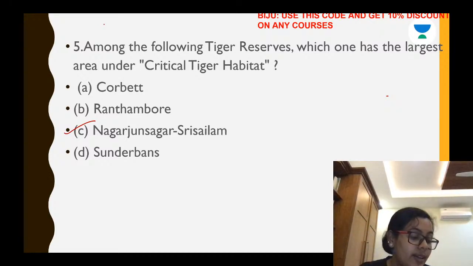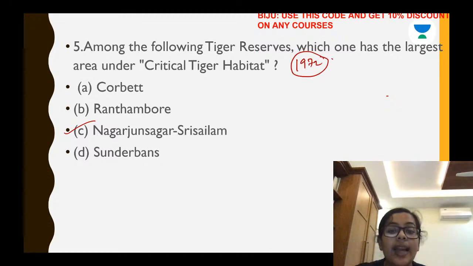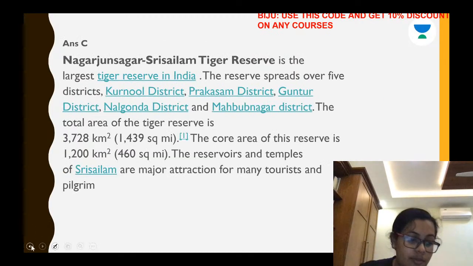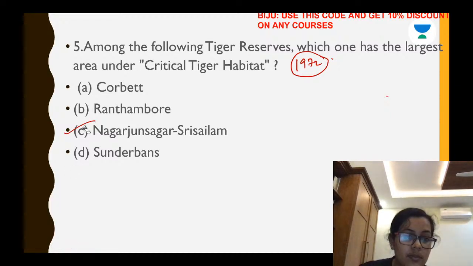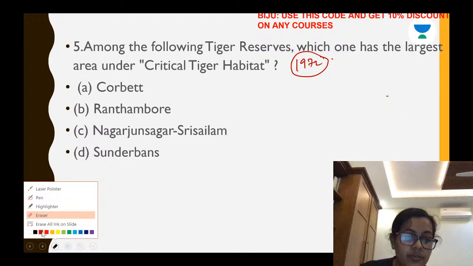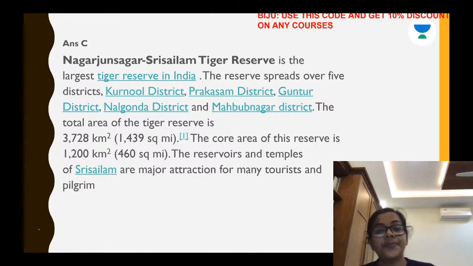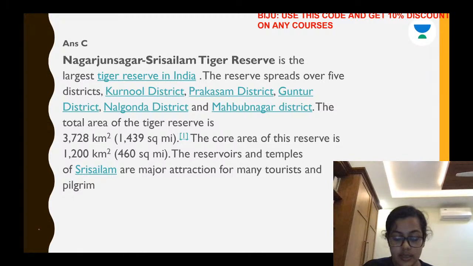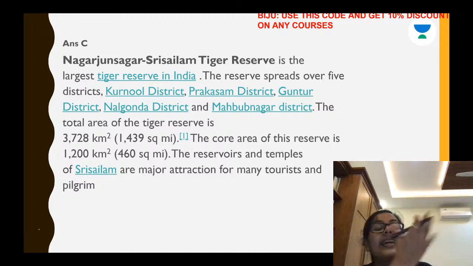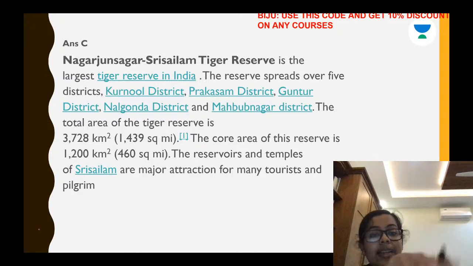What do you mean by critical tiger habitat? Have you heard of it? This comes under the Wildlife Protection Act of 1972, which describes critical tiger habitat. Nagarjuna Sagar Srisailam Tiger Reserve is one of the largest tiger reserves in India. It is present in Kurnool district, Prakasam district, Guntur district, Nalgonda district and Mahabubnagar district.